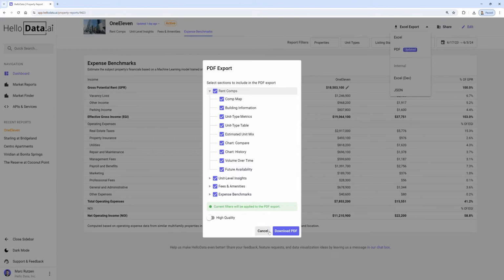This will reflect exactly what's in the interface, right? So all the filters you apply are going to be reflected in this export. You have full control over what you show in the PDF export.